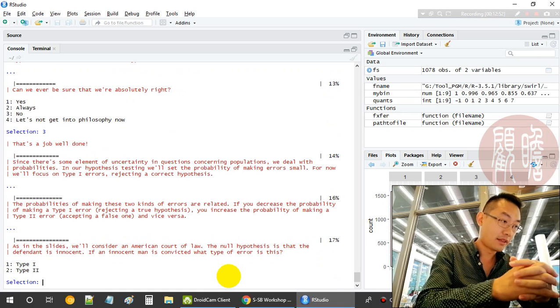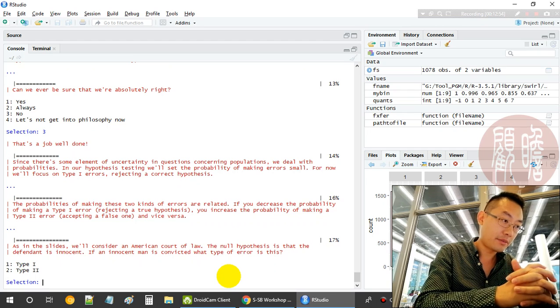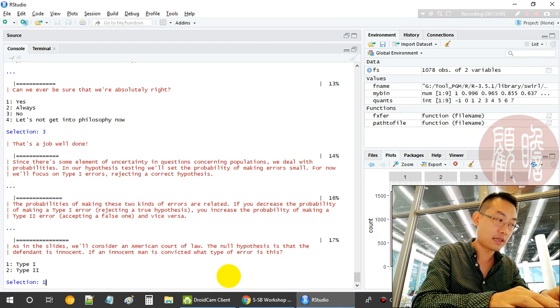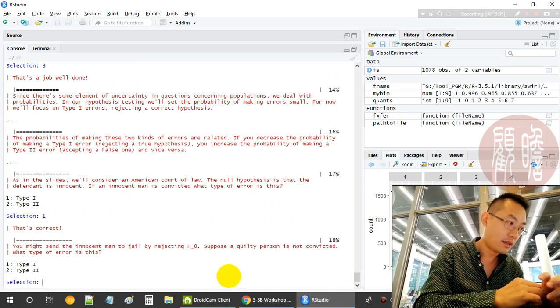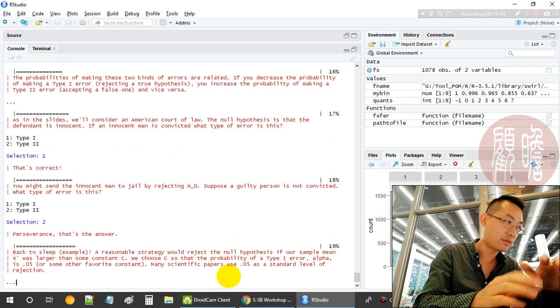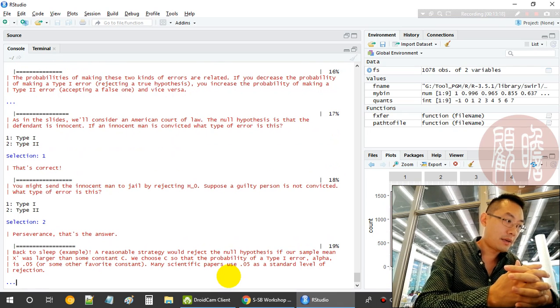Okay, here is the example. The null hypothesis is that the defendant is innocent. If an innocent man is convicted, what type of error is it? We know this is type 1 error, rejecting a true hypothesis. You might send an innocent man to jail by rejecting. Suppose a guilty person is not convicted, what type of error is this? This is type 2, right?